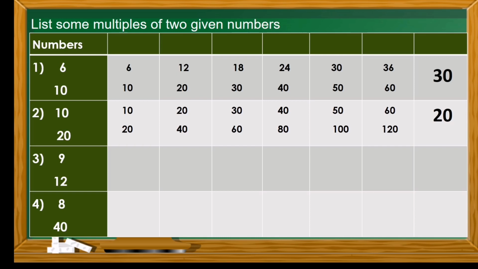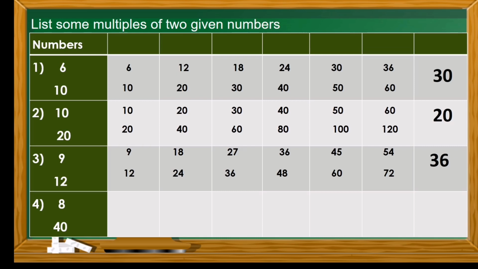Let us move to 9 and 12. In 9, we have 9, 18, 27, 36, 45, and 54. And in 12, we have 12, 24, 36, 48, 60, and 72. So what is the smallest common in these multiples? Yes, it's 36.